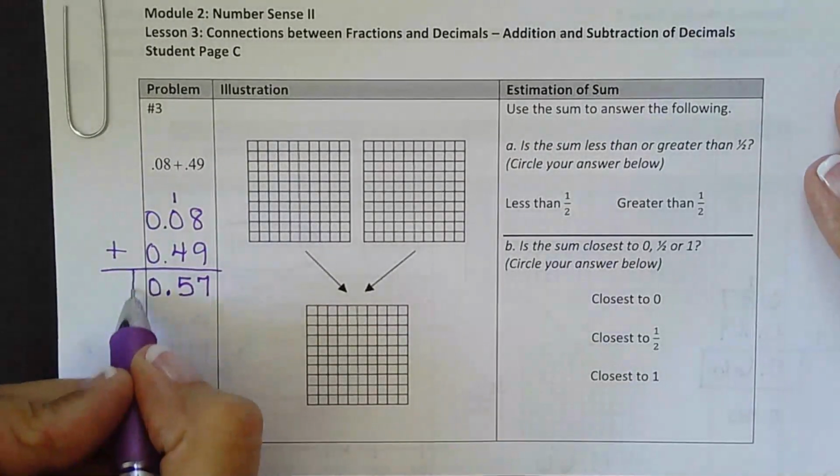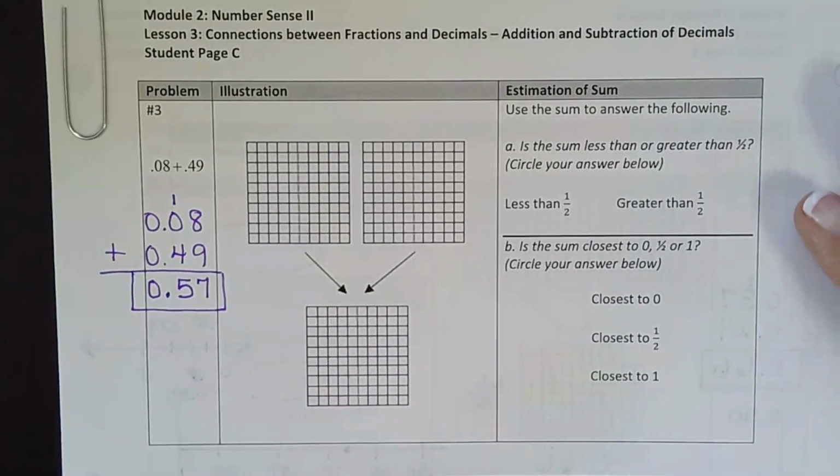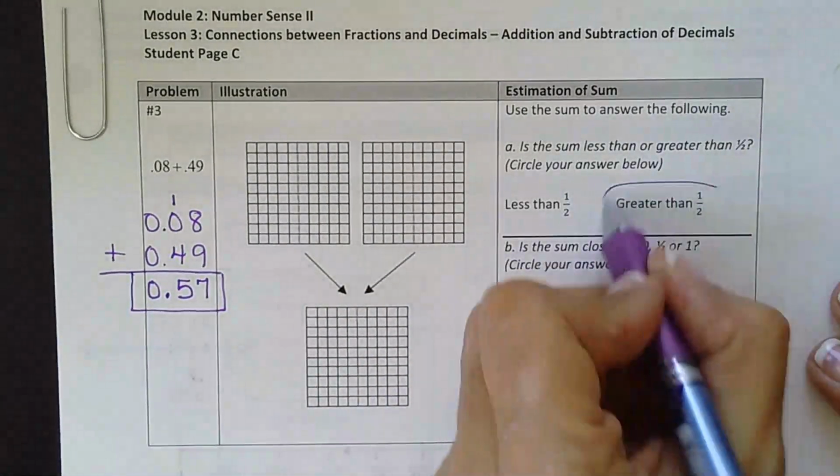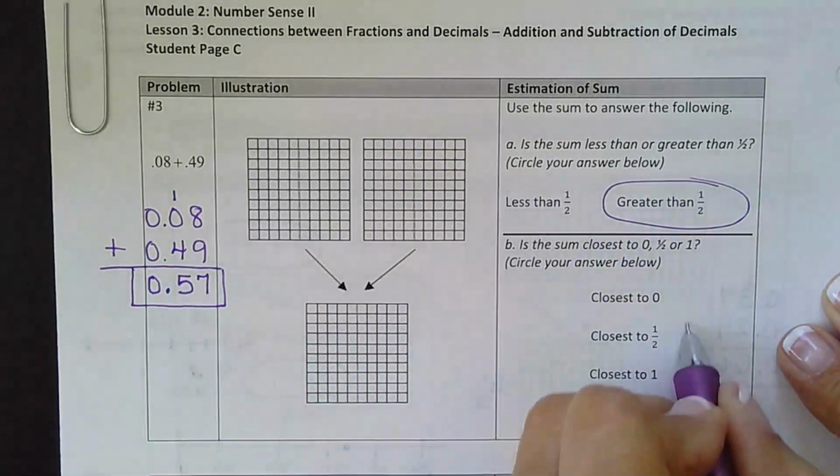0.57. Again, this number is barely bigger than a half. 0.50 is a half, so it is greater than a half, but since it's barely bigger than a half, it's going to be closest to a half.